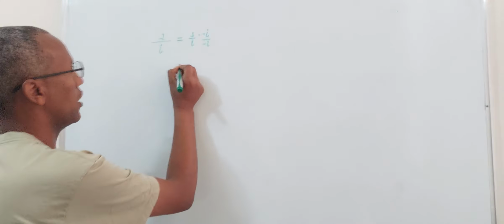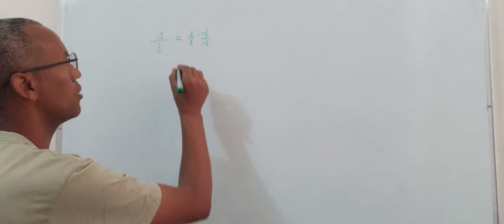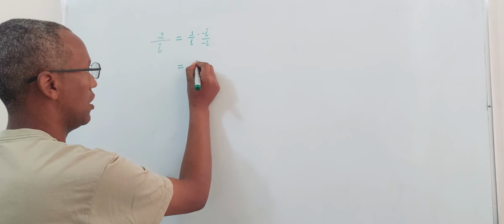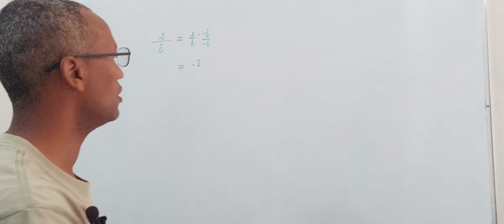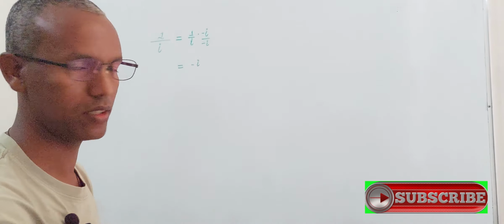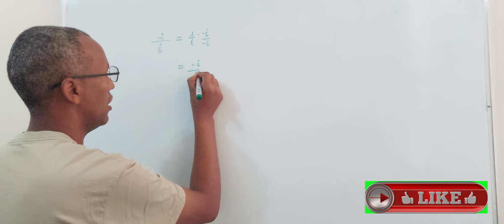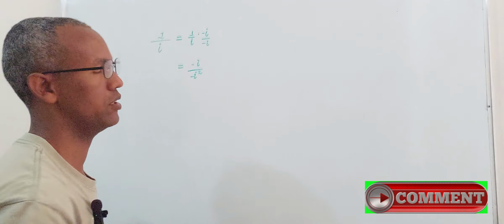So let's multiply. 1 times minus i gives you minus i, right? And then when you multiply i by minus i, or negative i, you will get minus i squared.